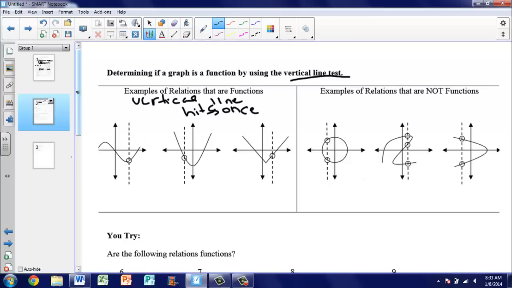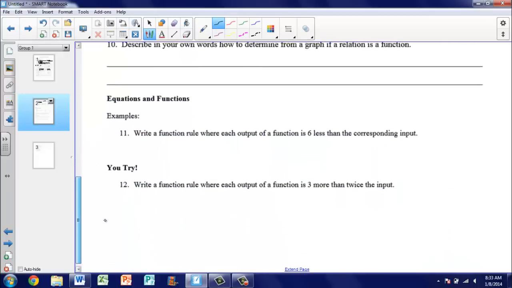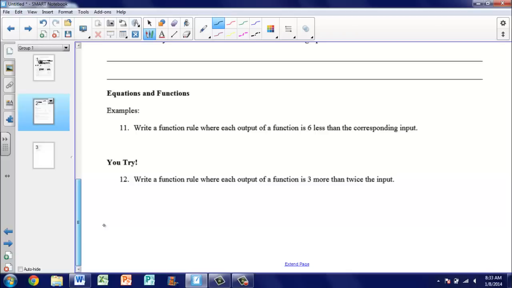So now if we scroll down, we have some Utries that you can do in class. And then our last section on this note sheet are equations and functions. Our example number 11 says, write a function rule where each output of a function is 6 less than the corresponding input. So you may be reading that right now and asking yourself, I don't even know what an input or output is. So let's define a couple of these words first.